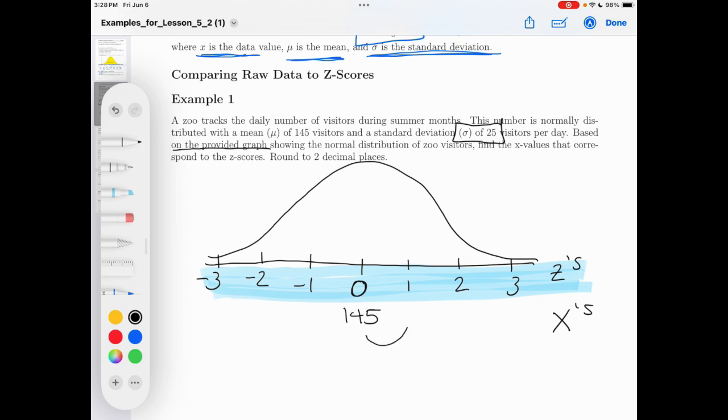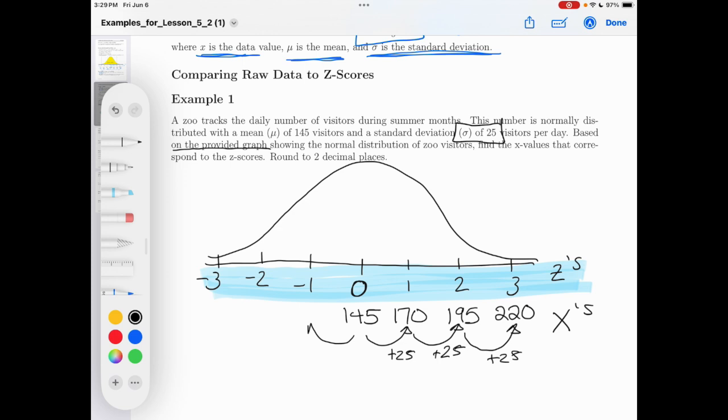So if I add 25 this way, so that I come out 1 standard deviation, that's going to give me 170. So the value of x is 170 corresponds to the value of z is equal to 1. If I come out another 25, that's going to give me 195. And then when I come out 1 more standard deviation, that is going to give me 220. So x is equal to 220 corresponds to z is equal to 3.